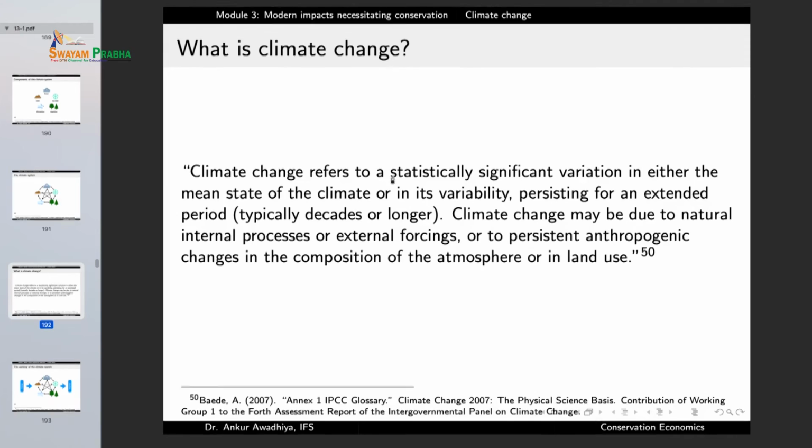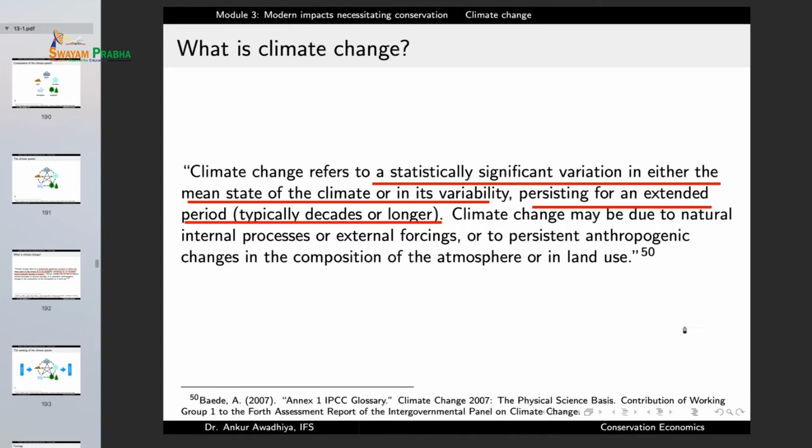Climate change is a statistically significant variation in either the mean state of the climate or its variability that persists for an extended period, typically decades or longer. That is, climate change occurs over an extended period of time. We will not call changes over the course of a few days, a few weeks, or a few months climate change. Climate change continues over a long period, say decades.